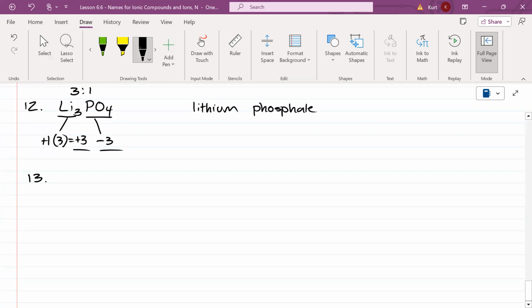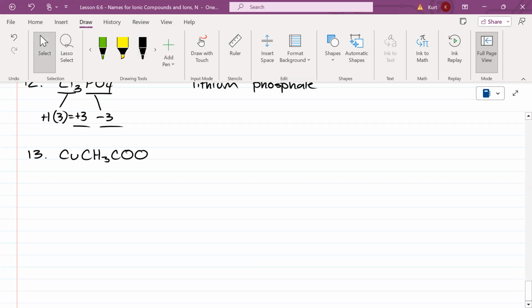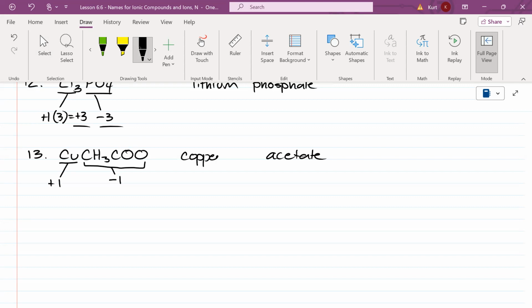Number 13, we have CuCH3COO. All right. Now, if you've been studying, you know your stuff, you'll know that all of this is acetate. That's called acetate. It is one of the 8 that you must memorize. It has a -1 charge. And if I look at it, I don't see any multiples, so it's just that one, -1 charge. So what must the charge of this copper be to balance it out? It must be +1. So it's going to be called copper 1 acetate.